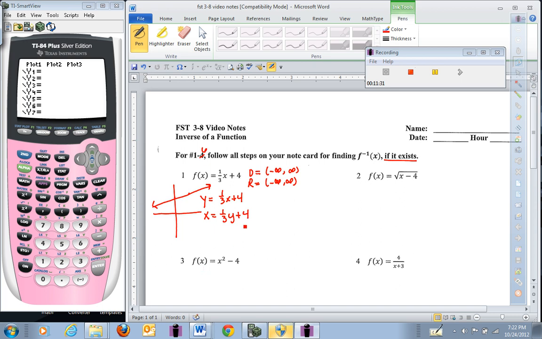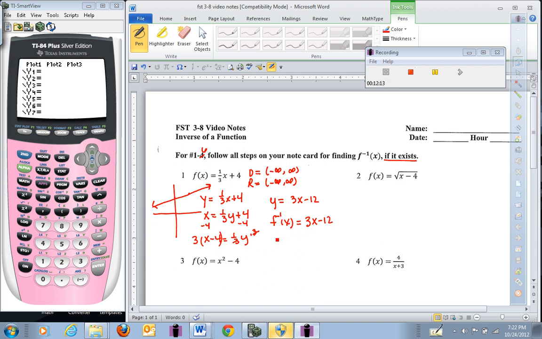So to solve for y, we want to subtract 4. And we'll wind up with x minus 4 equals 1/3 y. Then to get rid of 1/3, we're going to do the inverse operation of that. We're going to multiply by 3. So we're going to multiply this by 3. So we wind up with y equals 3x minus 12. And then we're going to rename that f inverse of x. That's step number 5. To write f inverse of x equals 3x minus 12.